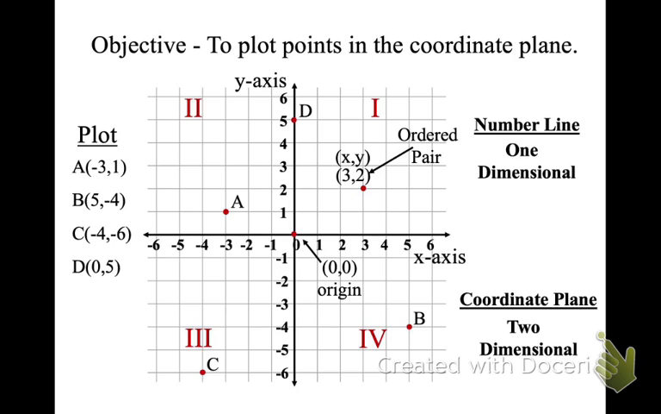I want you to notice that for something in quadrant 1, it's going to be positive and positive. Positive across and positive up. In quadrant 2, we're going to be negative and positive. In quadrant 3, I'm going to be negative across and negative down. And then in quadrant 4, I always do my across movement first, so it's going to be positive and then negative. So you might want to jot those down too.